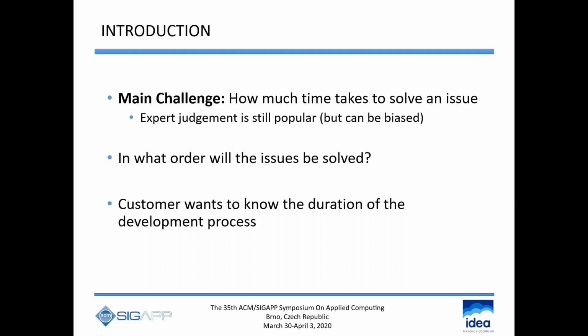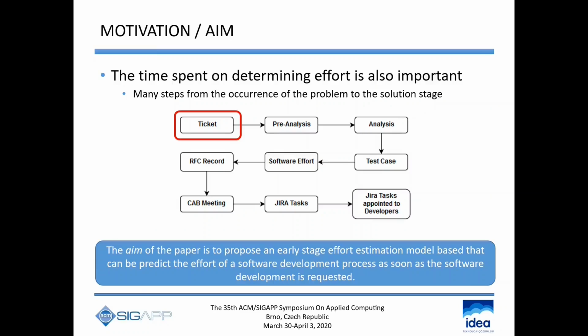Also, making correct predictions about effort is important for prioritization. If you have more than one development to do, it's important to know correctly how long each development takes. Another important issue is that the customer wants to know how long a development will take. Whether the time is long or short to complete this job may change the customer's idea. So the time spent until effort is determined is also important.